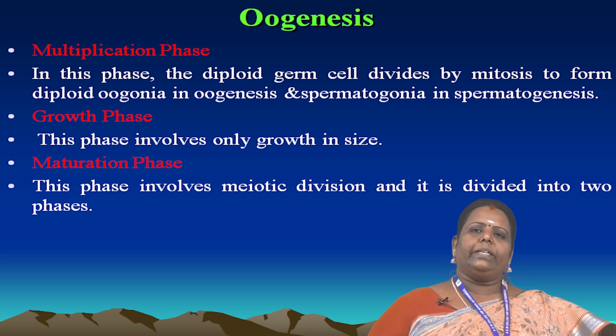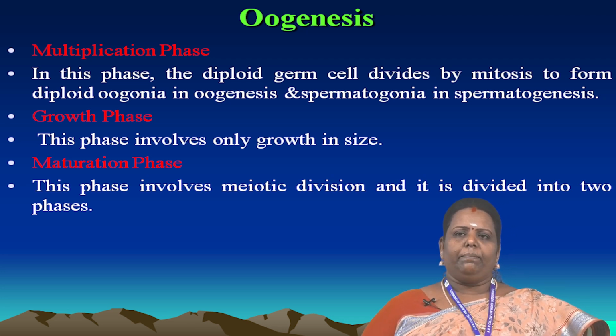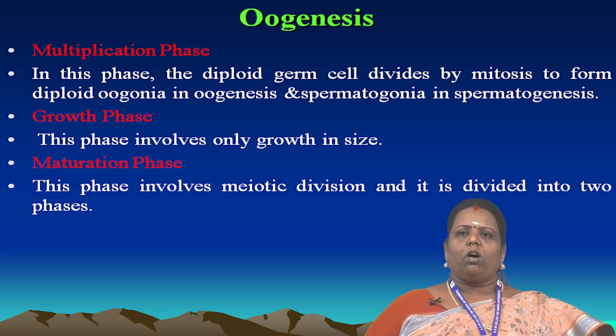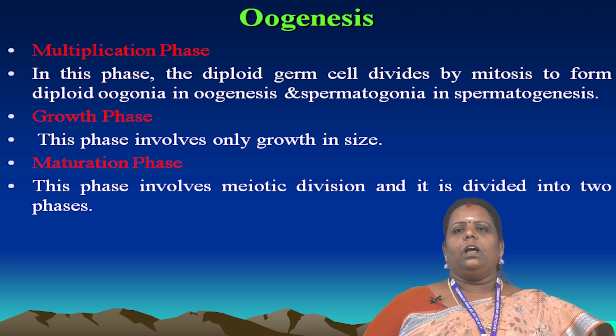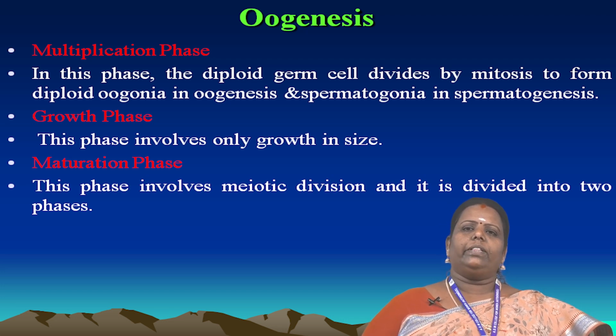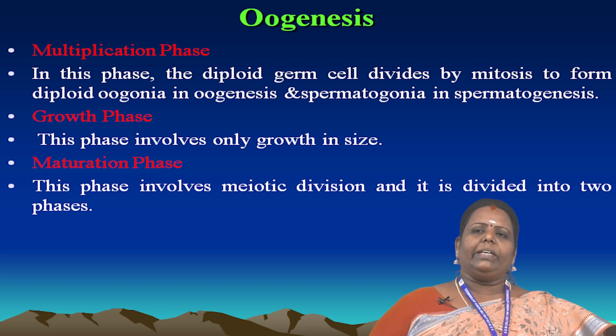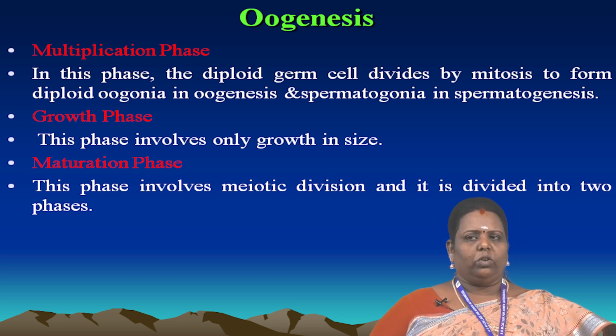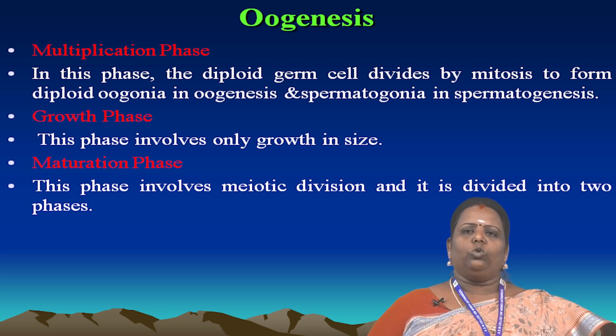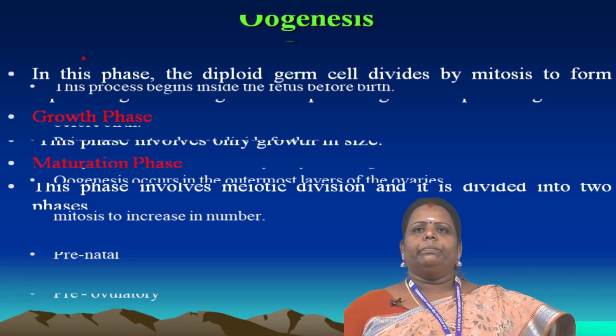During the growth phase, the cells do not multiply. All the multiplication is stopped and the growth phase occurs. After that comes the maturation phase. This phase involves a meiotic division, not mitotic division. The maturation phase also has two phases.